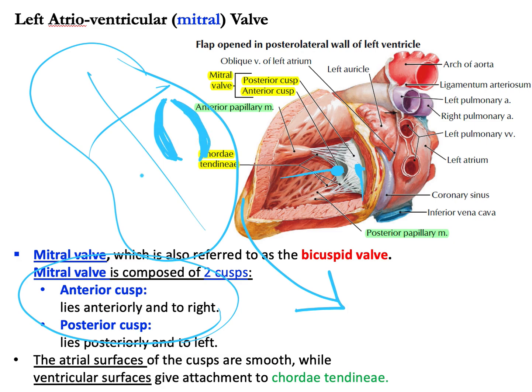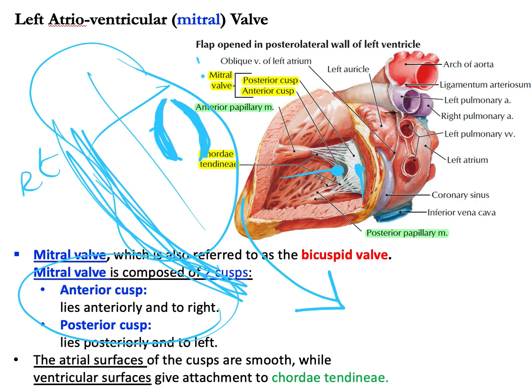Because this is the anterior surface of the heart, the anterior cusp is located to the right and a little bit anteriorly. But the posterior cusp is located toward the left, posteriorly and a little bit to the left, because this is anterior and this is posterior. This is right and this is left.